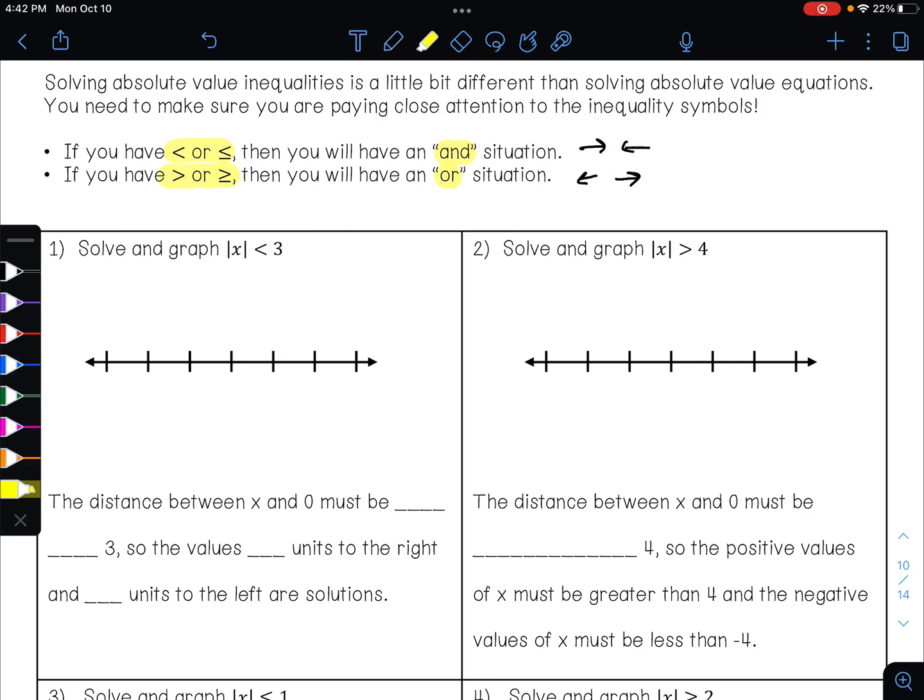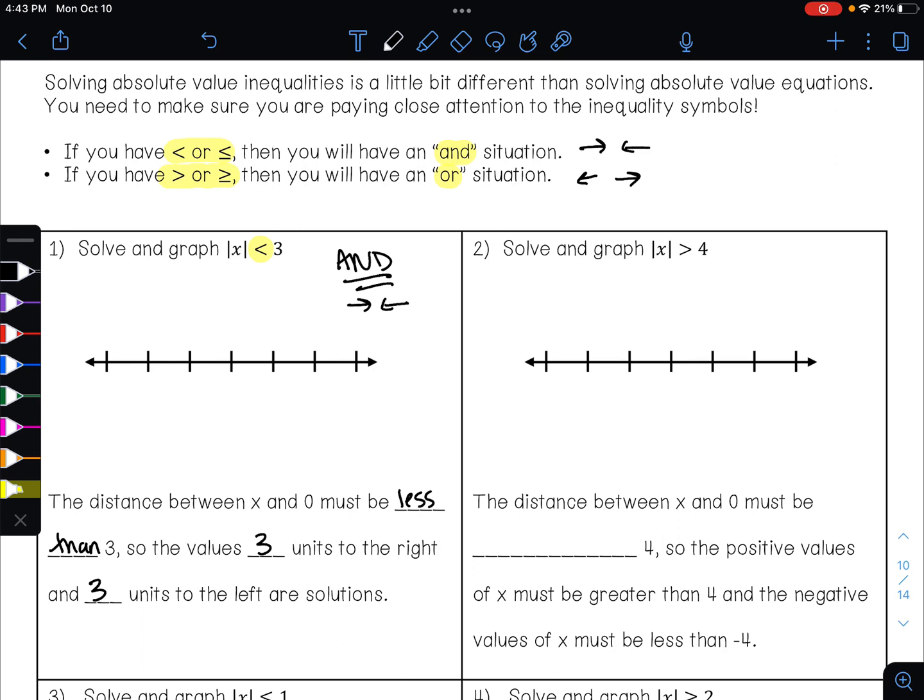First thing we need to figure out is what inequality symbol we have. We have a less than. So that means that we are going to have an and situation, and so they are going to head towards each other. And so the distance between x and 0 must be less than 3. So the values 3 units to the right and 3 units to the left are solutions.